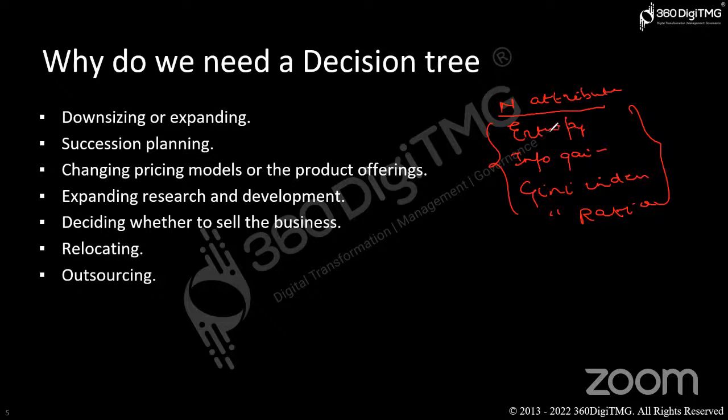When you talk about entropy, entropy is the measure of randomness in the information being processed. The higher the entropy, the harder it is to draw conclusions from that information. So flipping a coin can be an example of an action that provides information that is very random.